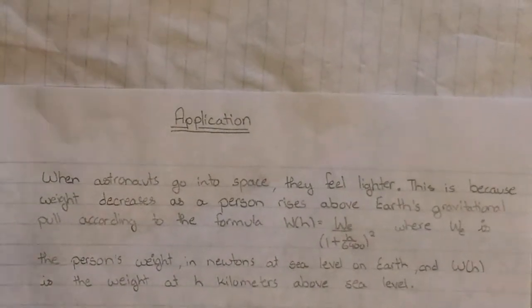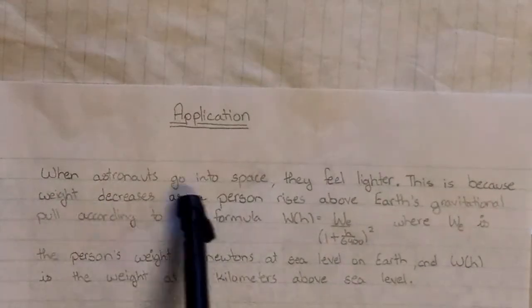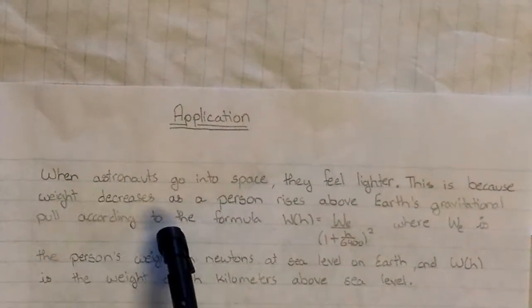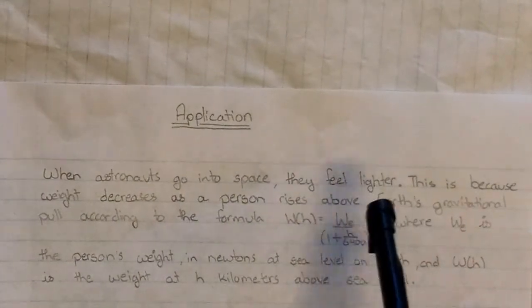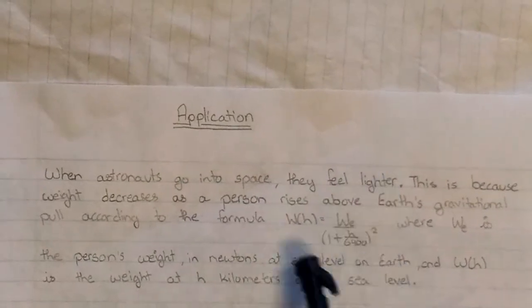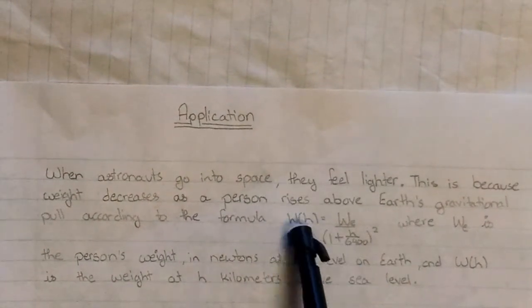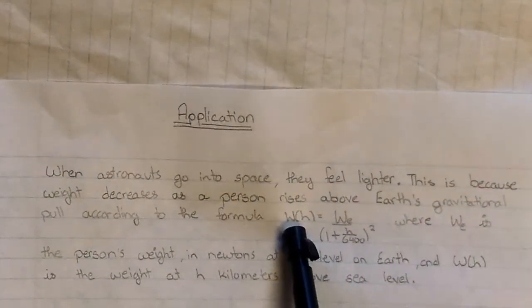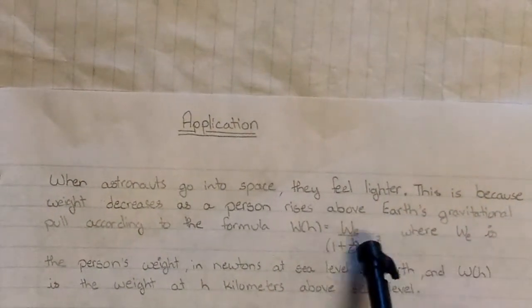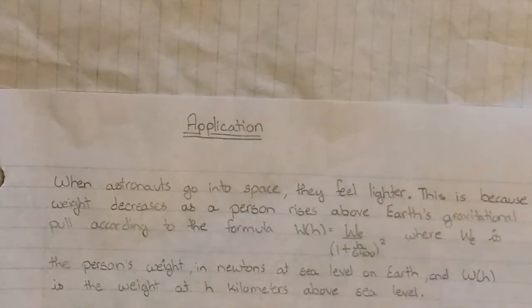Here we have an application question that says, when astronauts go in space, they feel lighter. This is because weight decreases as a person rises above Earth's gravitational pull. Here we are given a formula, an equation, to find the astronaut's weight in space with respect to the astronaut's weight on Earth and the height of the astronaut above sea level.